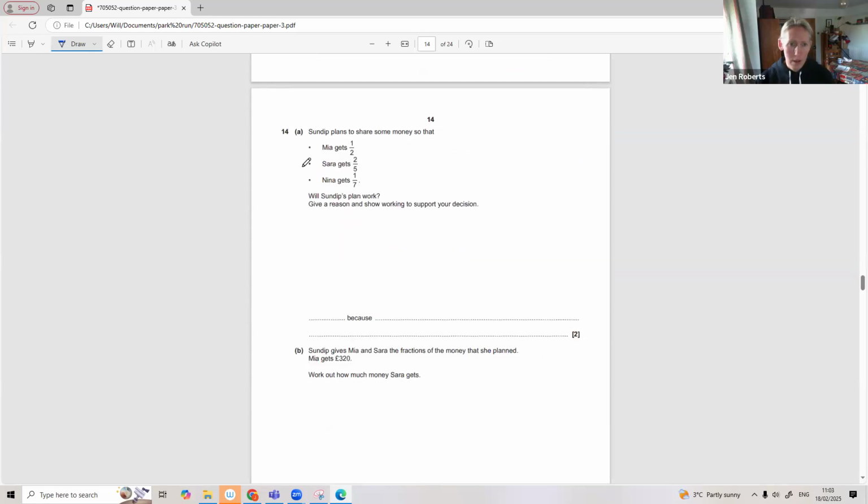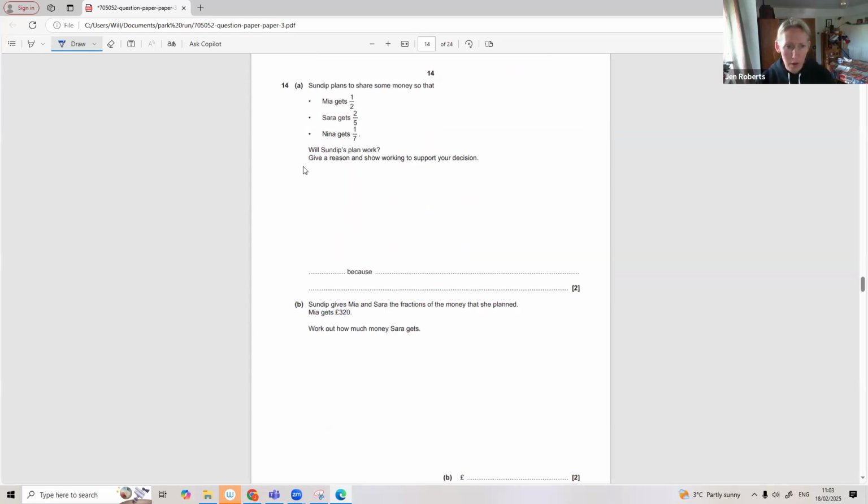Okay. We're sharing money. Mia gets half. Sarah gets 2/5. Nina gets 1/7. So if this works out, they should add to get a whole. We can add half and 2/5 together. We need a common denominator, don't we? Which I'm going to use is 10. 2 times 5 is 10. I'm going to times this by 5, times this by 5, which gives us 5/10. Times this by 2, times this by 2, which gives you 4/10. 5/10 plus 4/10 is 9/10.